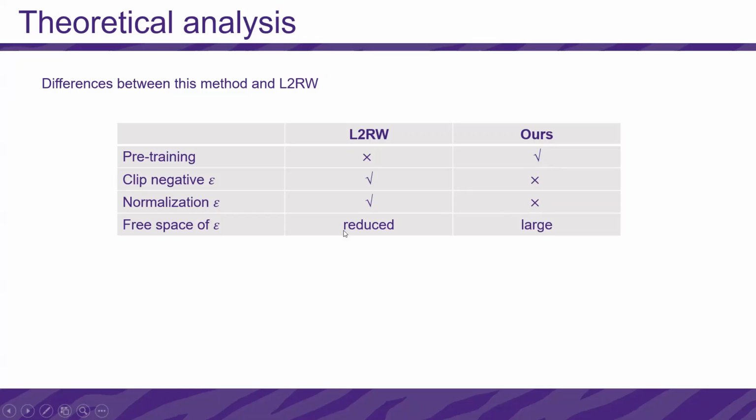And this method doesn't. So as a result, after the normalization and clipping the negative epsilon, the free space of epsilon in the learning to reweight is reduced. But in this method, the free space of epsilon is the full real space. So from this point, this method is better than the learning to reweight, because if the optimal epsilon is outside the reduced space, the learning to reweight will never get the best epsilon.